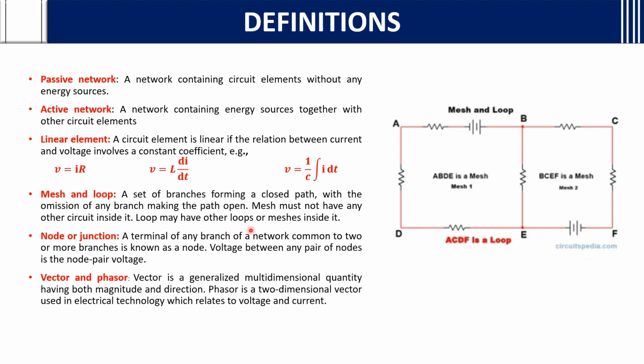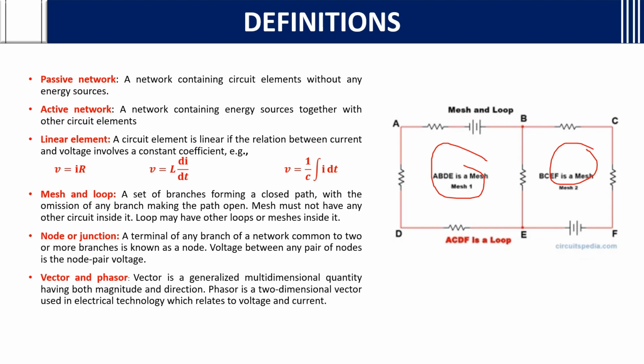A loop may have other loops or meshes inside it. See, what does mesh mean? This is one mesh and this is one mesh. ABCD is mesh 1, ABCF is another mesh. In a mesh, there should not be any other loops or meshes. So this whole thing is a mesh. There should not be any other circuit or anything inside the mesh.